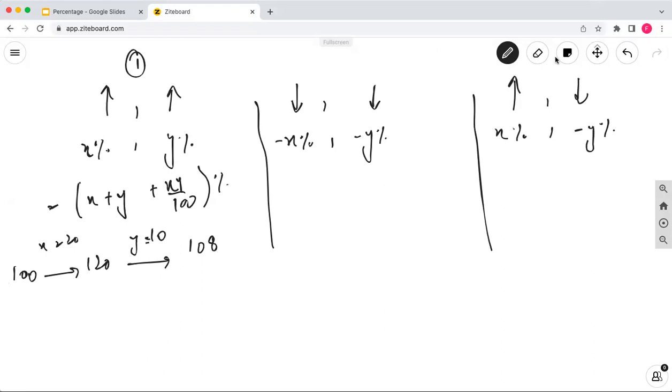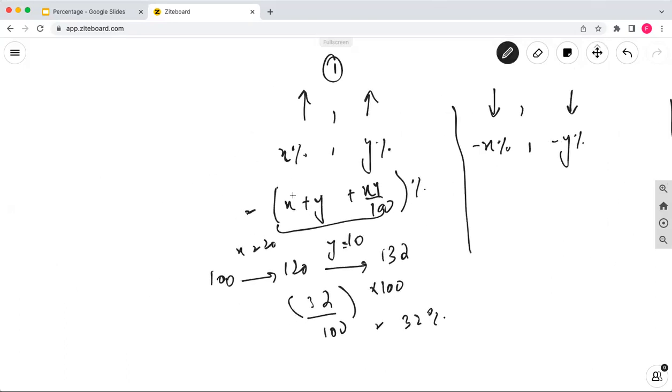Or not decreasing, sorry, I'm increasing. Yeah, if I increase by 10%, what is the value? 132. So actually, what is the percentage change here? That is 32 over 100, or 32%. We have an increase of 32% overall, right? Now let's see the formula.